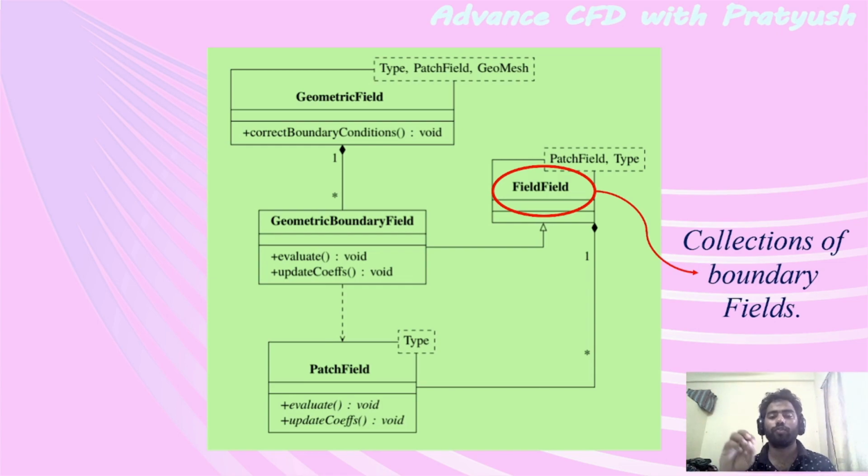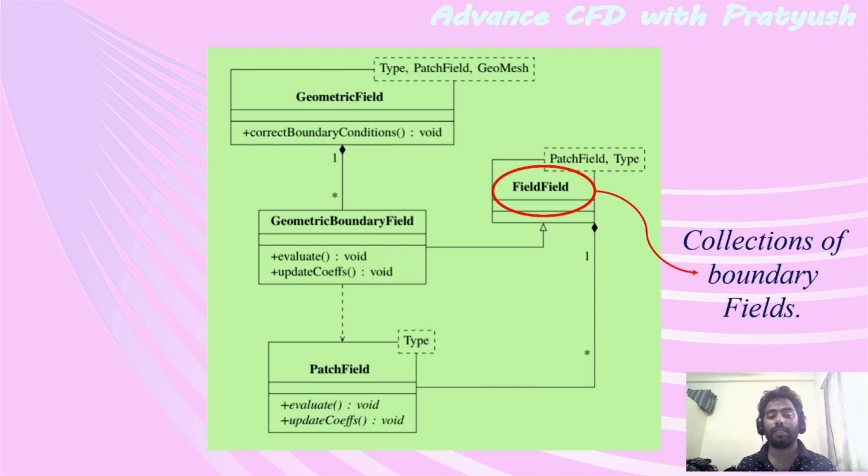And even if you want to use a different boundary condition, you will need to use the value of the internal field. So that is why you cannot separate these two, the internal field and the boundary field.